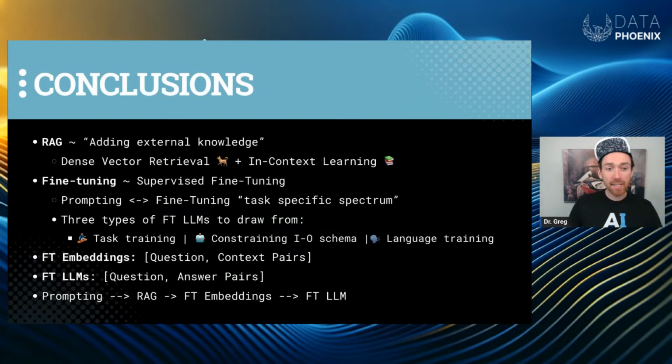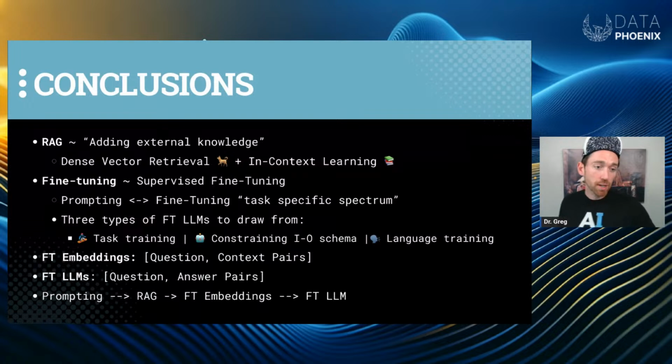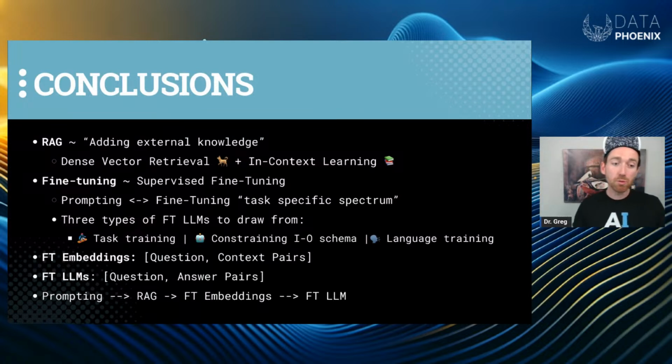We saw RAG is all about adding that external knowledge, those factoids, dense vector retrieval, and in context learning. Fine tuning, we can think of it as SFT. As we move from prompting to fine tuning, we're on that task specific spectrum. 3 types, including task training, constraining the IO schema, and language training. We can fine tune embeddings with question context pairs or LLMs with question answer pairs. And generally, we want to move from prompting to RAG to fine tuning embeddings to fine tuning the LLM.